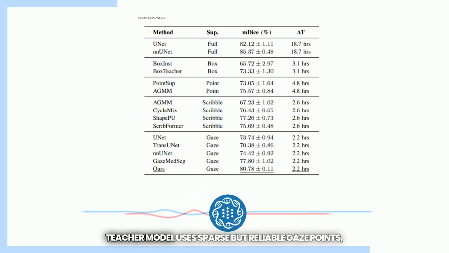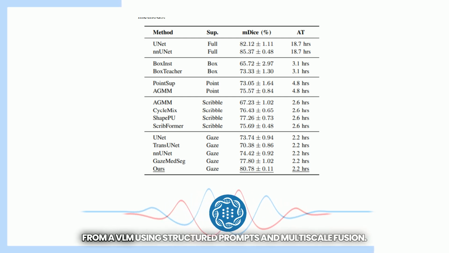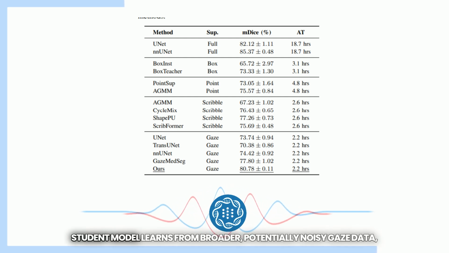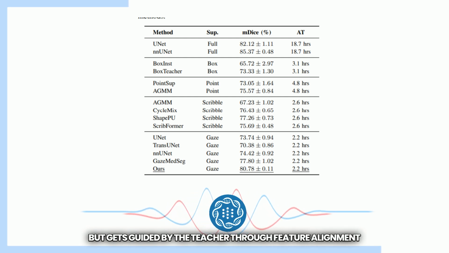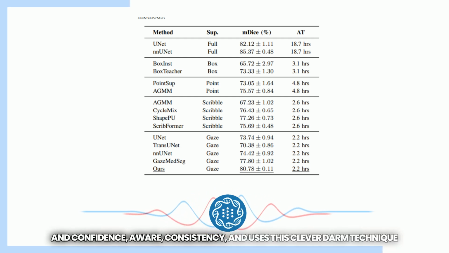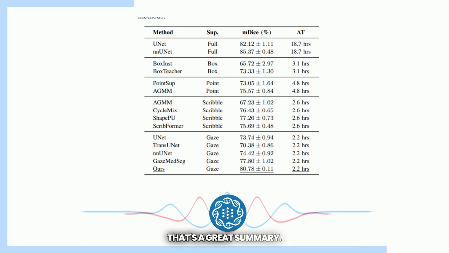Teacher model uses sparse but reliable gaze points, enhances them with detailed text descriptions from a VLM using structured prompts and multi-scale fusion. Student model learns from broader, potentially noisy gaze data, but gets guided by the teacher through feature alignment and confidence-aware consistency, and uses this clever DARM technique to handle areas where the teacher and student disagree. That's a great summary. You've got it.